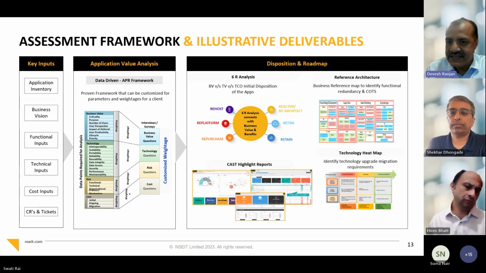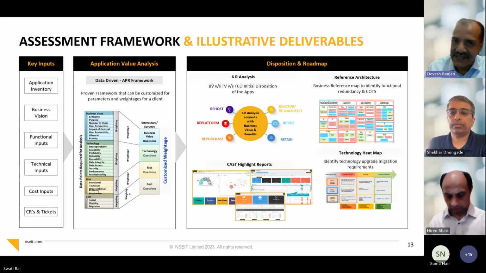So, from a technology standpoint, we consider all the latest technology trends. What is the underlying tech stack that an organization has? Does it match with the latest trends? What are the product versions? Are they outdated? Is that something which is near the end of support? All those factors are again considered to come out with the technology inputs in terms of the technology heat map.